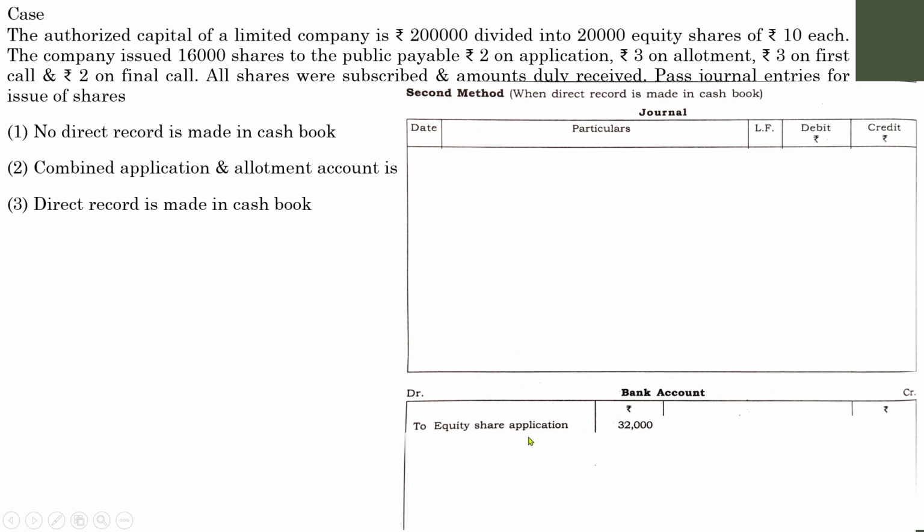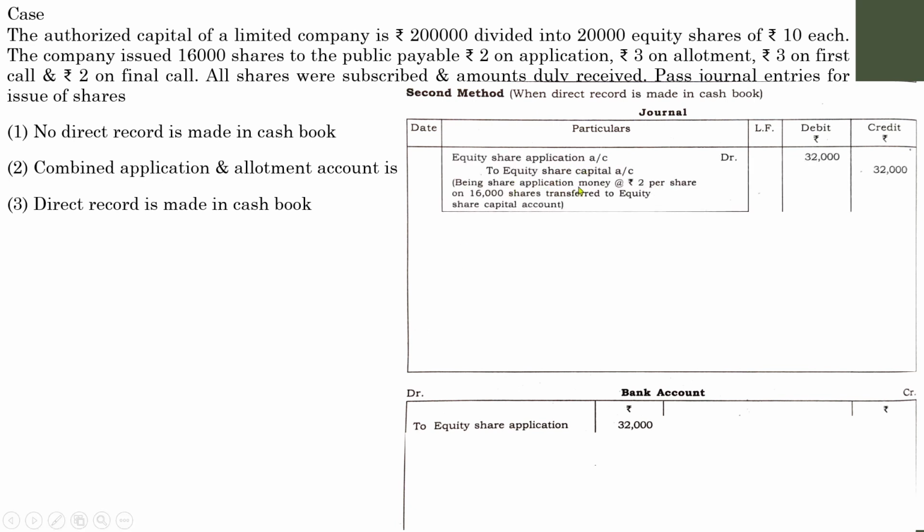Once the payment of subscription money is received, it has to be transferred to the respective capital account. So the entry will be equity share application account to equity share capital 32,000, that is 16,000 into 2. See, this is how you have to write down the narration. Being share application money at rupees 2 per share on 16,000 shares transferred to equity share capital account. You need not write all these sentences as stated in the text. If you can write this narration, it will be much better. If not, write in your own words. Anyway, you must write the narration. So the first section is over.